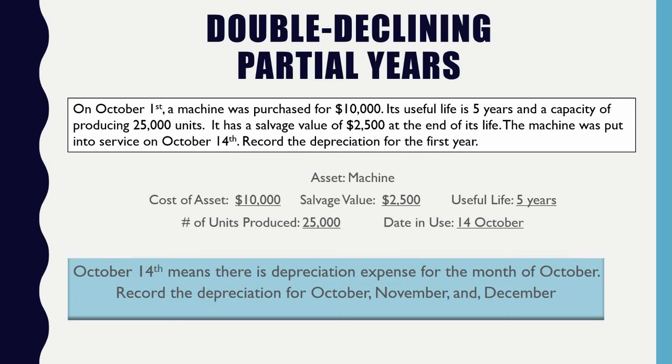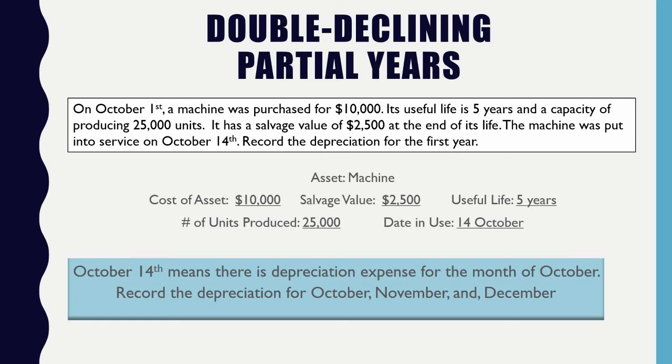So now we're going to come into a play where we need to talk about our partial years. So for this example here, I purchased a machine for $10,000. Its useful life is going to be 5 years, and it has a capacity of producing 25,000 units. It has a salvage value of 2,500 at the end of its life. And this machine was put into service as of October 14.